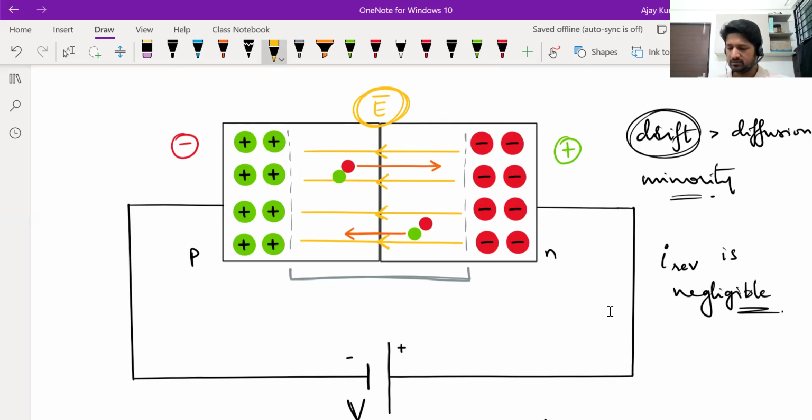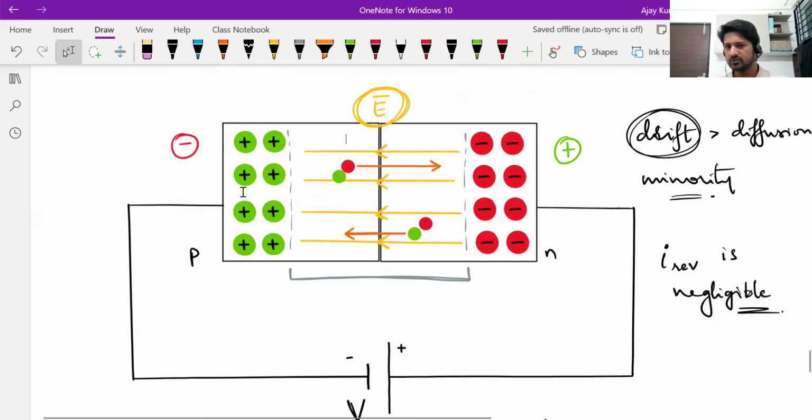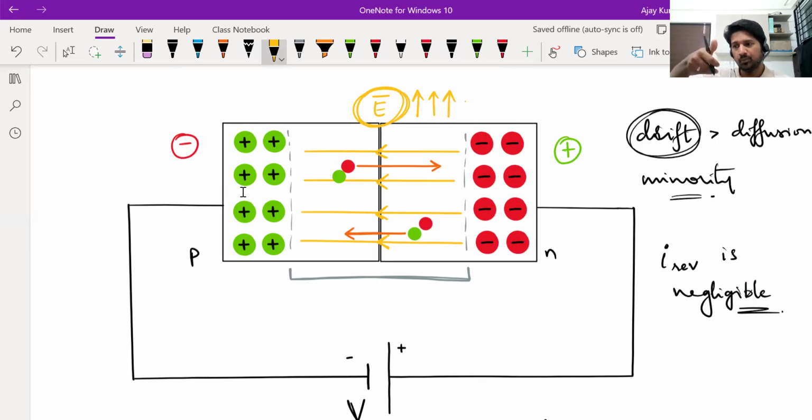What happens if you increase this reverse bias voltage too much? If you strengthen the reverse bias voltage, you will be strengthening the electric field. If the electric field strength goes on increasing, at one point, what the electric field can do is pull the valence electrons into the conduction band.